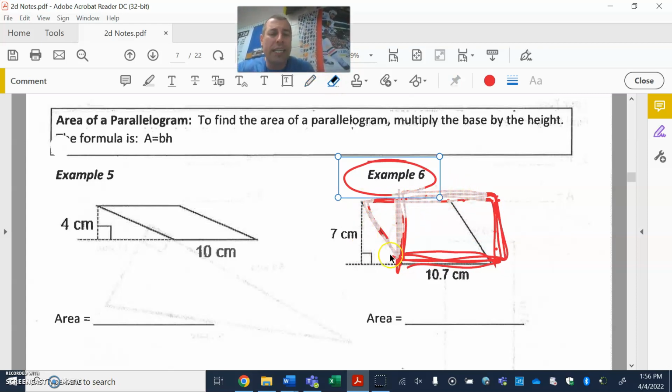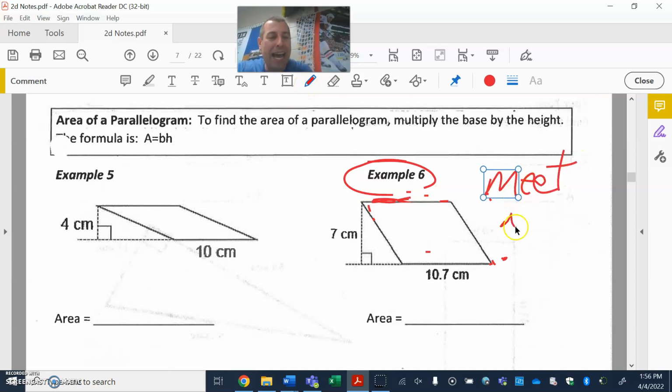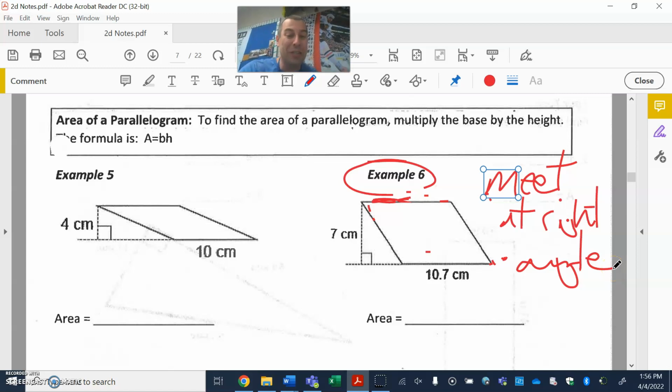What we end up doing here is something called base times height. Now, here's the key thing. The base and the height always meet at the right angle symbol. So make a comment there: meet at right angle. Because it's a right angle symbol, you can see it, there it is. We're going to use this one and this one to multiply. Because if we cut it and moved it to make the rectangle, that would be the length and the width.